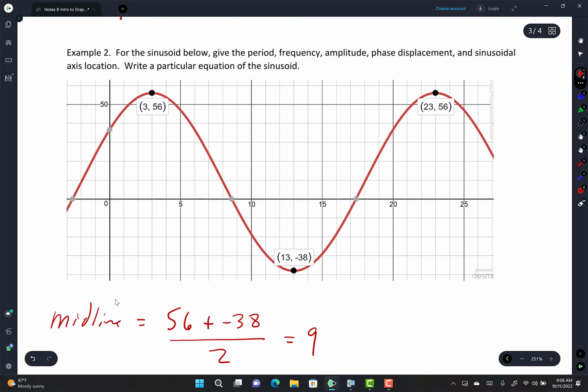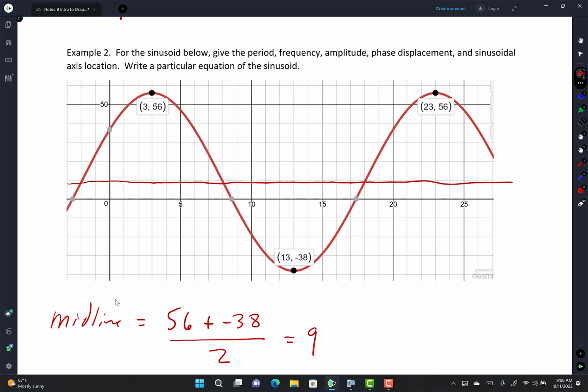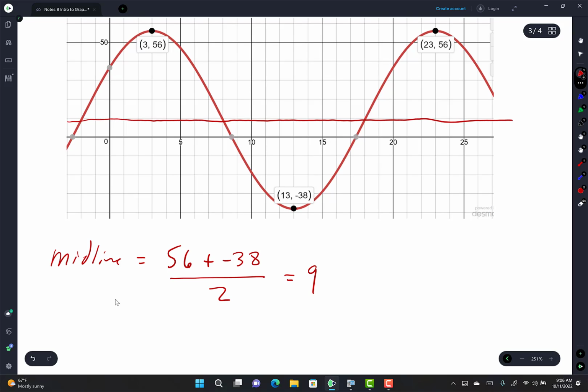So I look at this and say, what's the scale? 10, 20, 30, 40, 50? So it's probably barely right below this one at 10. You're not right at it, you're a little below it. My midline is 9. From there, I can find my amplitude. The peak is at 56. My midline is 9. So just go 56 minus 9. What's that? 47. That's your amplitude.